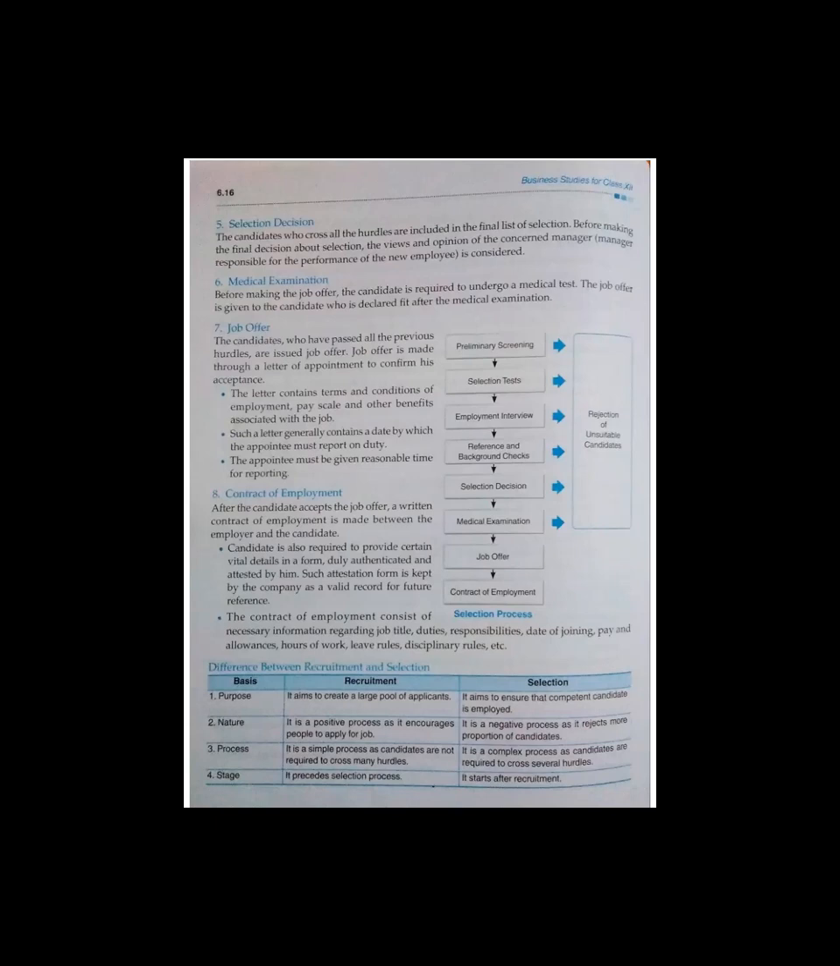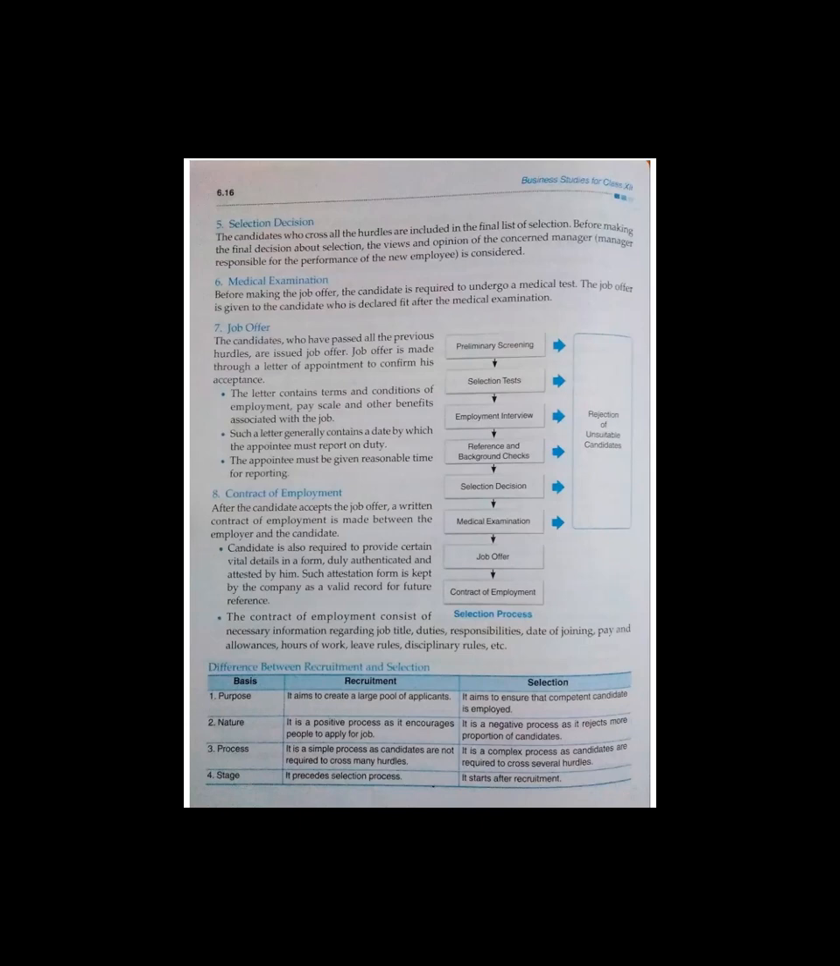And the second stage is we will conduct a preliminary test. What are they? Like interest test, aptitude test, then personality test, then intelligence test. These are all the tests. Among these four, we will do any two, and those who clear that particular test, we will select them for the third round, and the rest of the people we will filter.